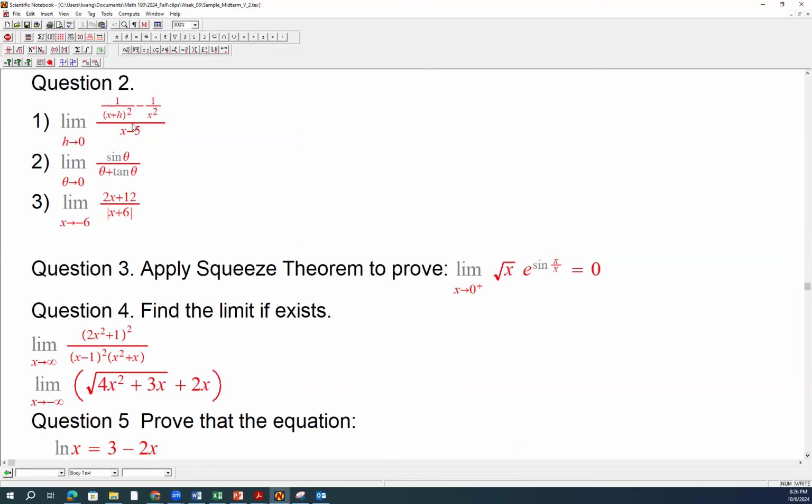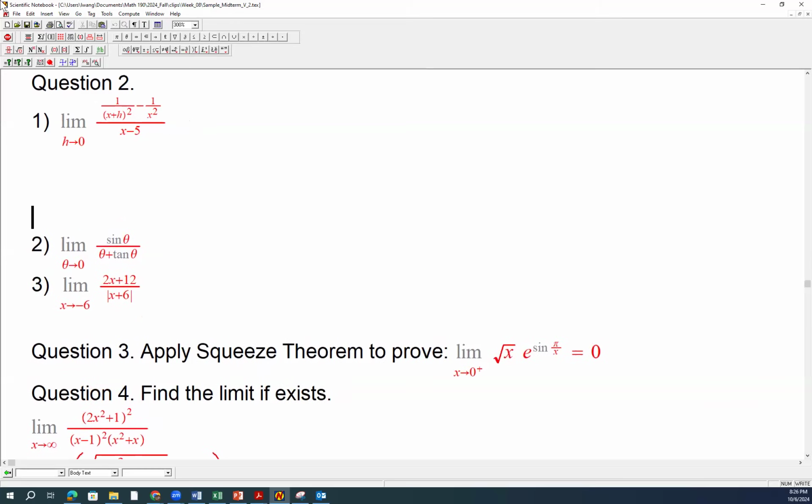Number 2, we look at these limits. So we're going to find the limit.